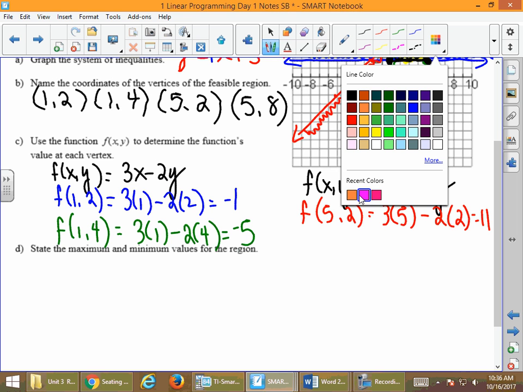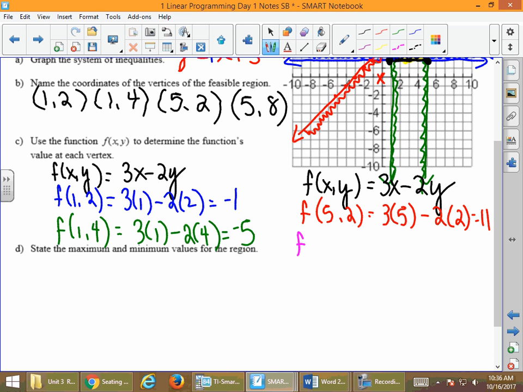And our last value is 5, 8. The 5 is going to go back into our function for x. The 8 is going to go back in there for the y. So it's 3 times 5 minus 2 times 8, which is 15 minus 16, which is negative 1. And once we get those values, we can go back and identify what's the maximum and what's the minimum value.